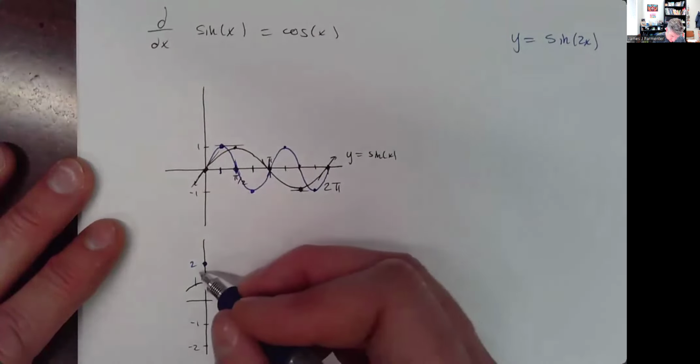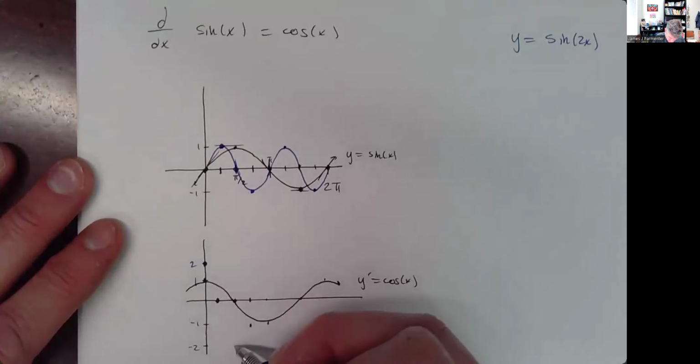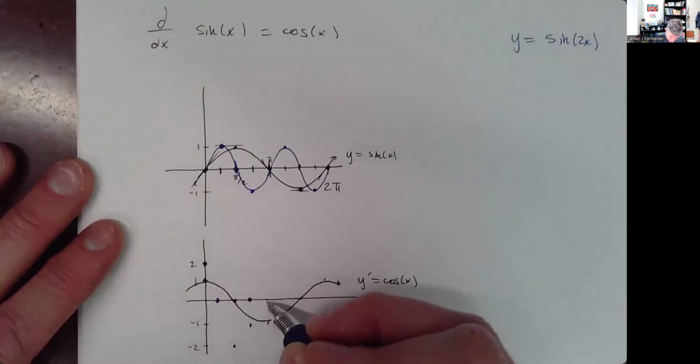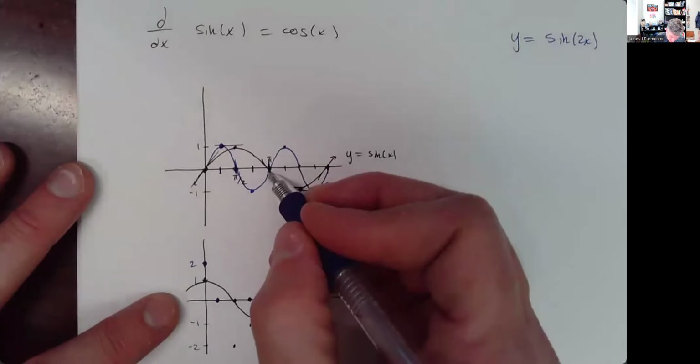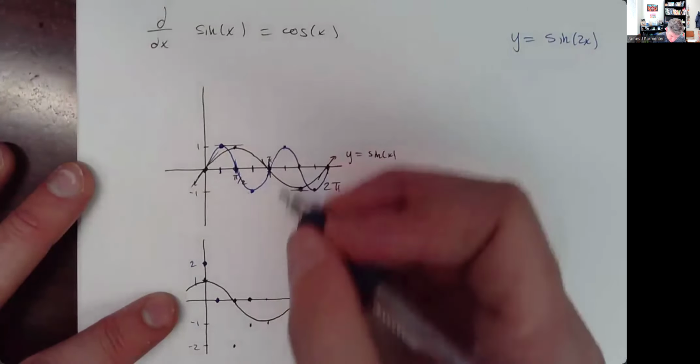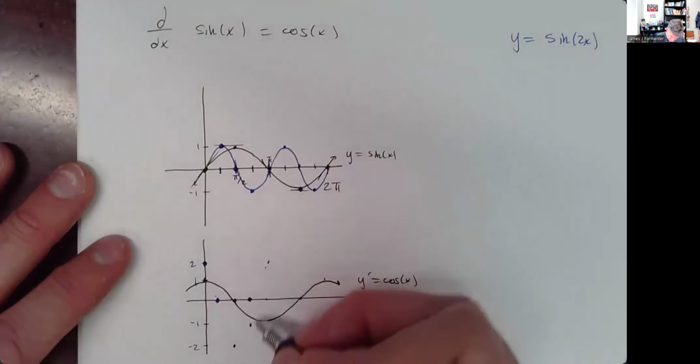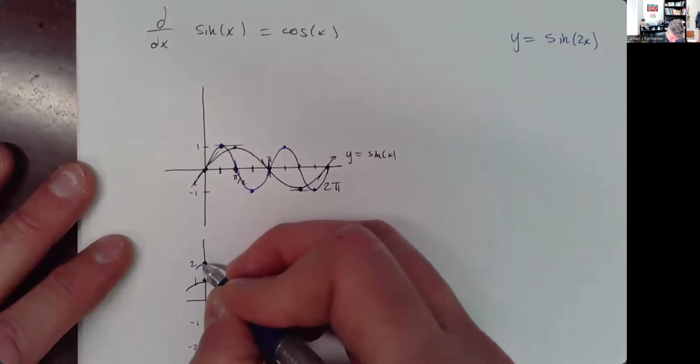Sorry, I'm messing up the graph here. I don't know where that point came from. And then finally, back at pi, the steepness is again +2. So this point, this point, this point, this point. I don't know where that other one came from. Sorry. And it looks like this.